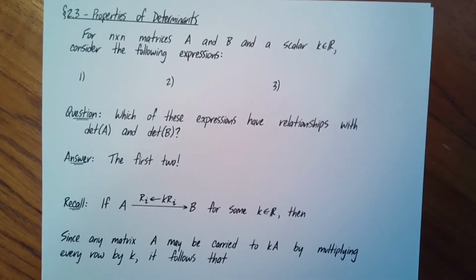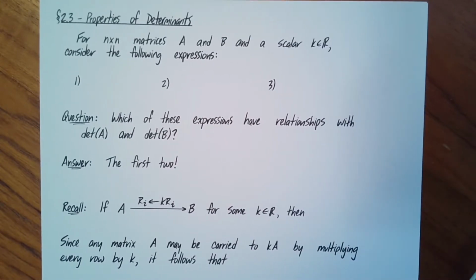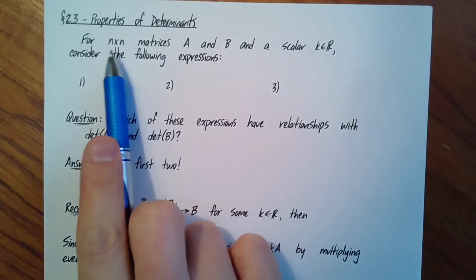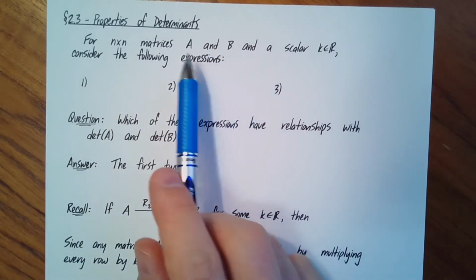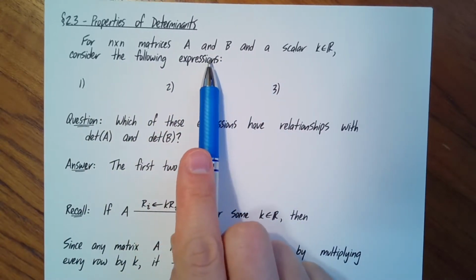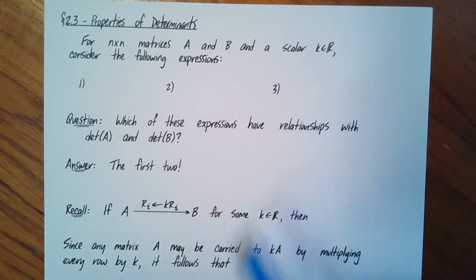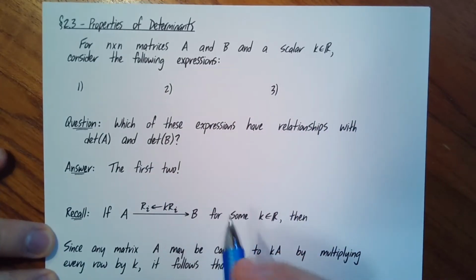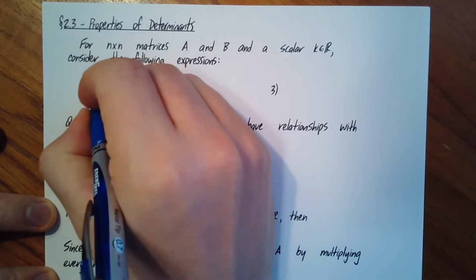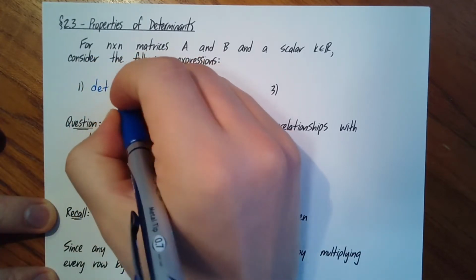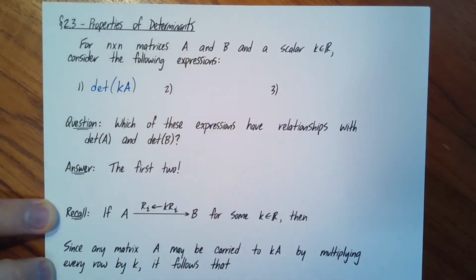So let's say we have a couple of matrices A and B, and let's say that they're square of the same size, which really is what this says here, right? For n by n matrices A and B, that's just saying that they're square and are of the same size. And let's say we also have a scalar, which we'll call k. Okay, so let's consider the three expressions that I write down here. The first one is the determinant of the matrix that you get if you multiply A by the scalar k.